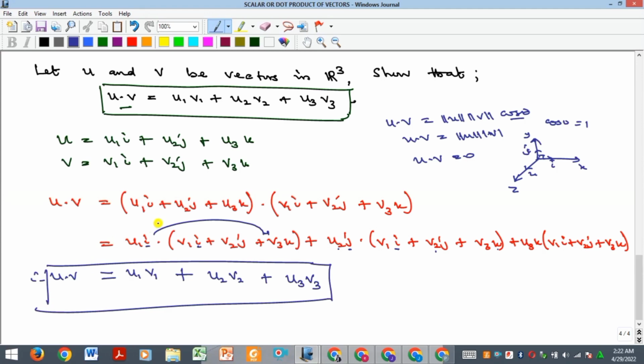Okay, and that's how we generalize to get the scalar product of two vectors component-wise, even up to n-dimensional vectors. So assuming this is up to n dimensions, it will continue up to Un Vn. All right, and that is the proof for this formula, and that's where we'll end this video.